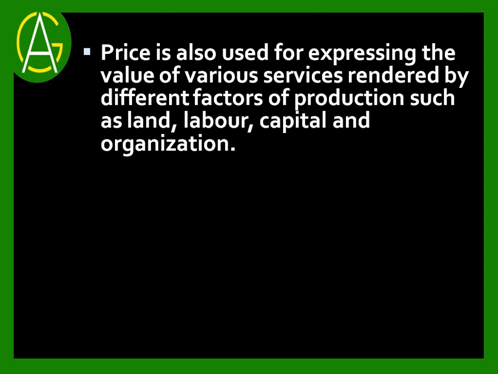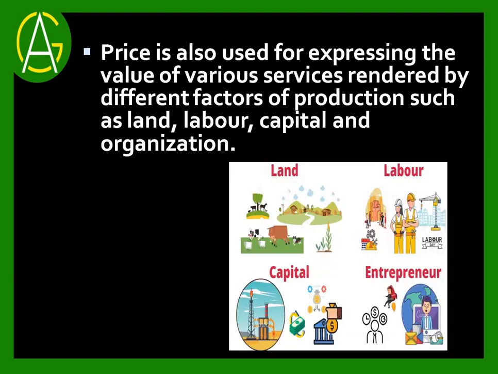The total of the amount paid to all these factors of production: the amount paid to the land is considered as rent, the amount paid to the labor is known as wages, the amount paid to the capital is known as interest, and the amount paid to the entrepreneur is known as profit. So the total of this rent, wages, interest, and profit is considered as the total price of a particular product. So the price can also be explained in terms of amount paid to the factors of production.